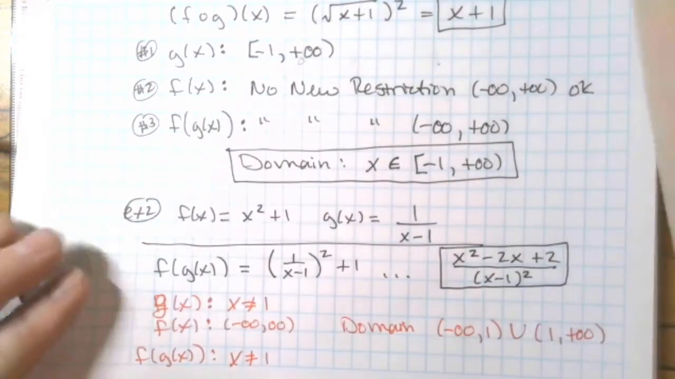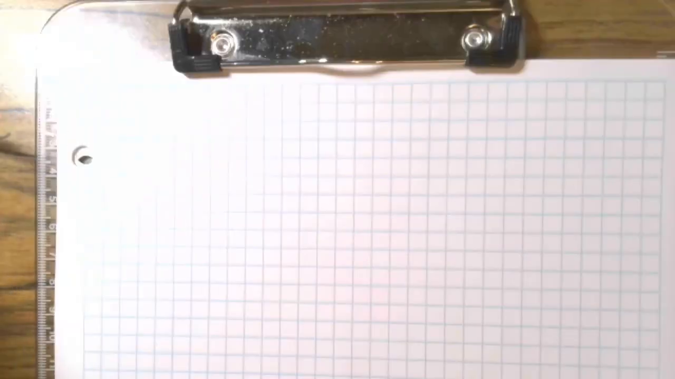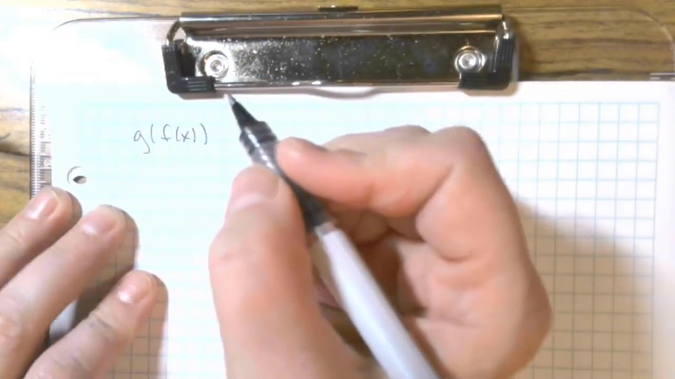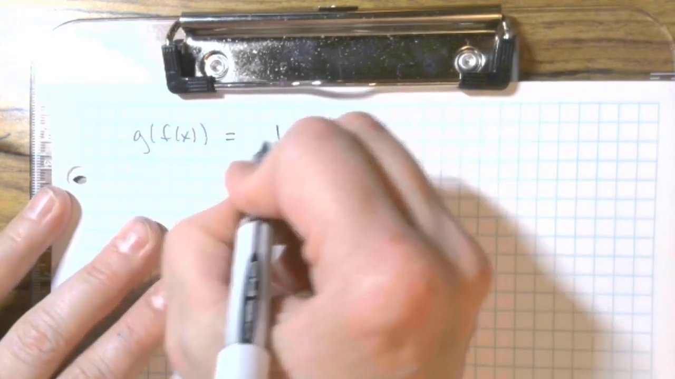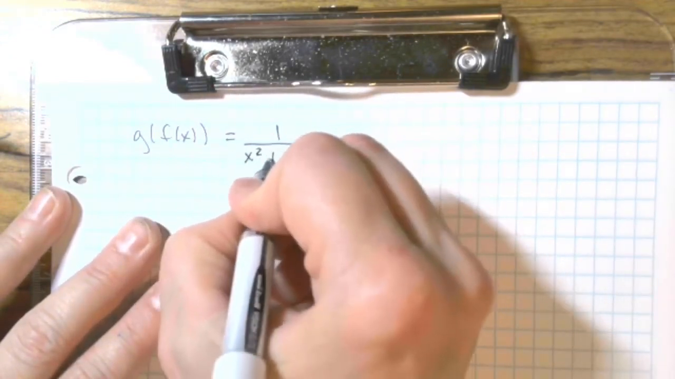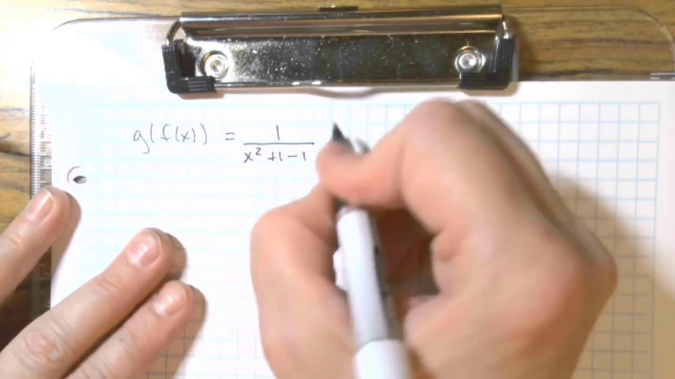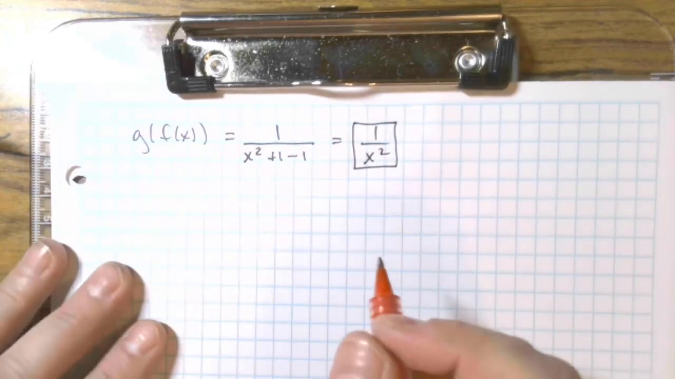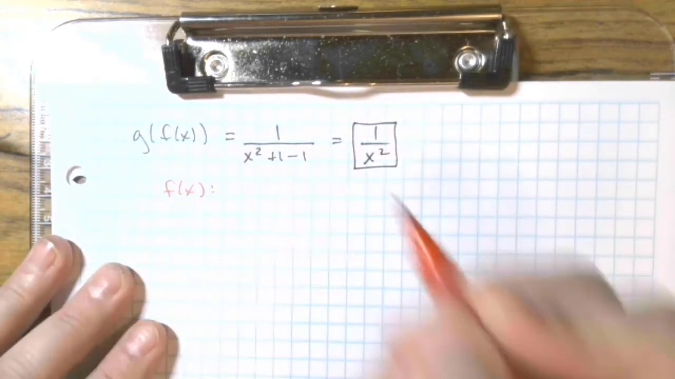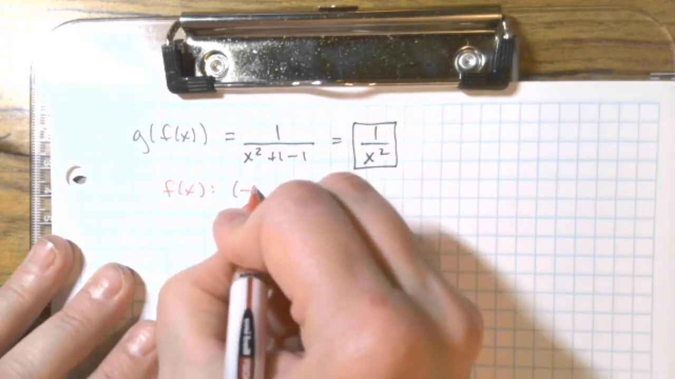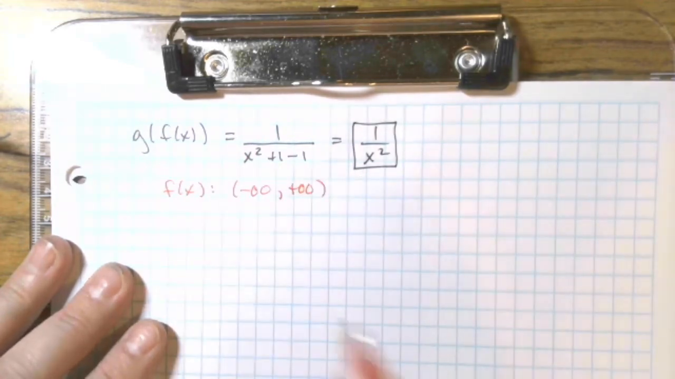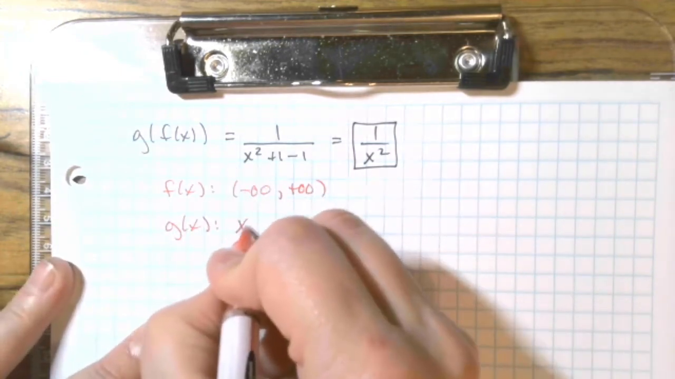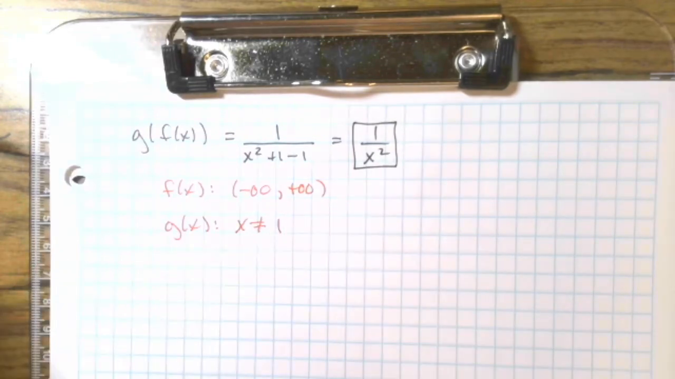All right, let's do it backwards now. Same functions, but we're actually going to put the composite together backwards. It's going to be g of f of x, and that ends up being 1 over, and you substitute in, x squared plus 1 minus 1, which is 1 over x squared. Okay, so inside one first, f of x was a line, or parabola, excuse me, so negative infinity to positive infinity, no restrictions. g of x by itself was x can't be equal to 1, because then you'll have 1 minus 1 on the bottom.